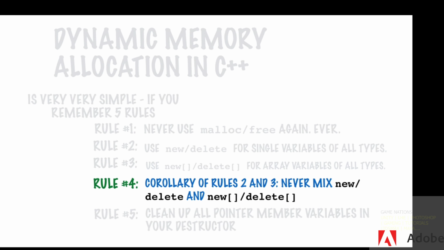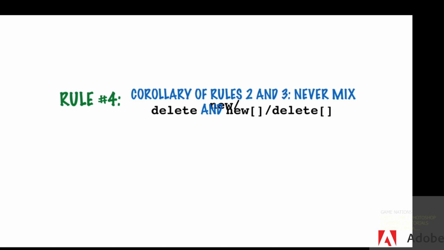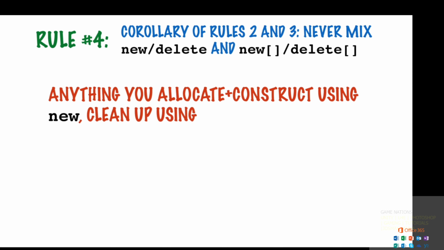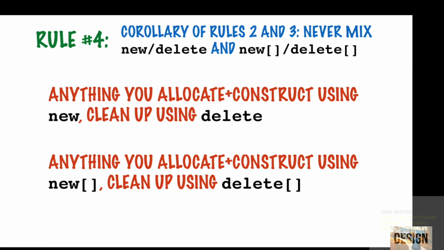Moving on to rule number 4. Rule number 4 combines rule number 2 and 3 together and specifies that you should not mix and match new and delete with new with square brackets and delete with square brackets. So anything that you allocate and construct using new, you have to clean up using the delete keyword. And anything that you allocate and construct using new with square brackets, you clean up using delete with square brackets. So even though the keywords are the same, new and delete, the presence of the square brackets changes how they behave. So you do not mix and match these.